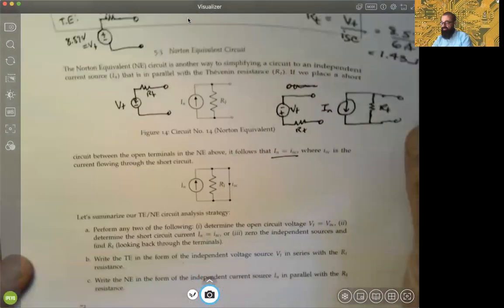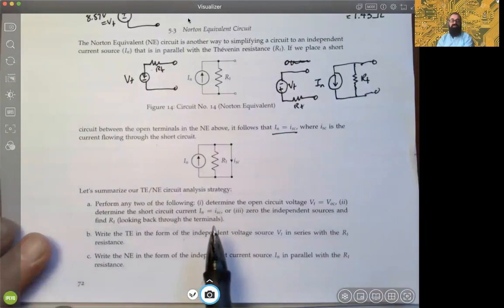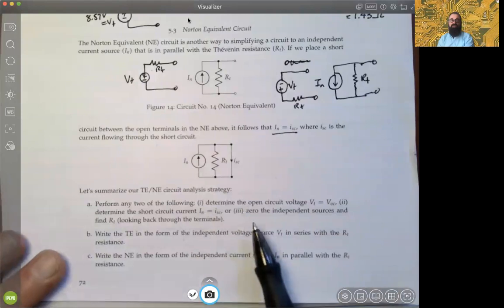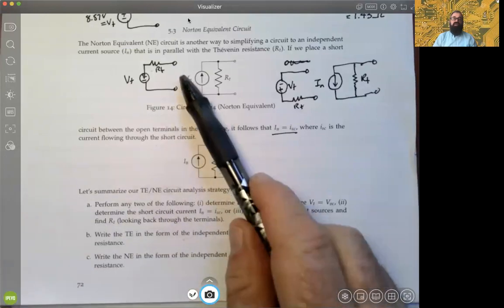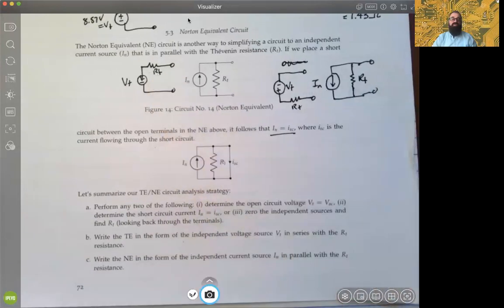So in summary, you can perform any of the following tasks. You can determine the open circuit voltage directly, and if you can do that, you have the Thévenin voltage. From there, you can determine the short circuit ISC value, or you could zero the independent sources and see if you could get RT directly, right? And then maybe do KCL, for example, and get ISC that way. So it's important that you write the Thévenin equivalent in the form of an independent voltage in series, and make sure that the resistance is connected to the positive polarity.